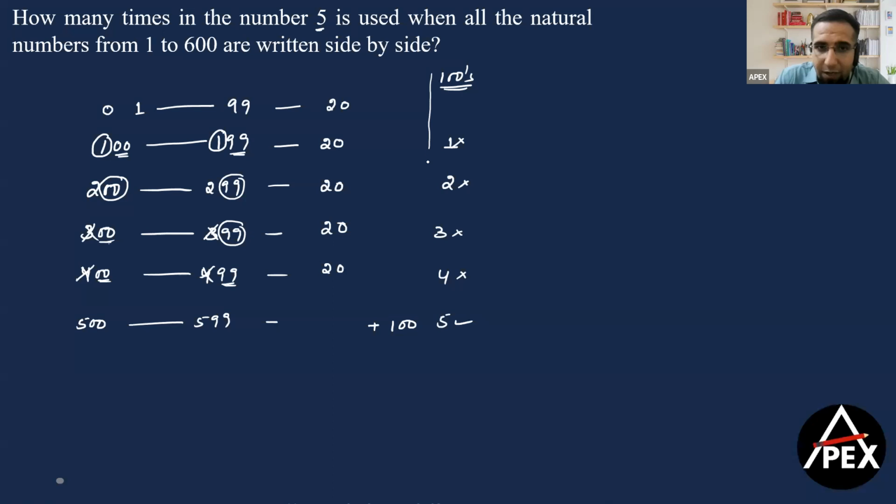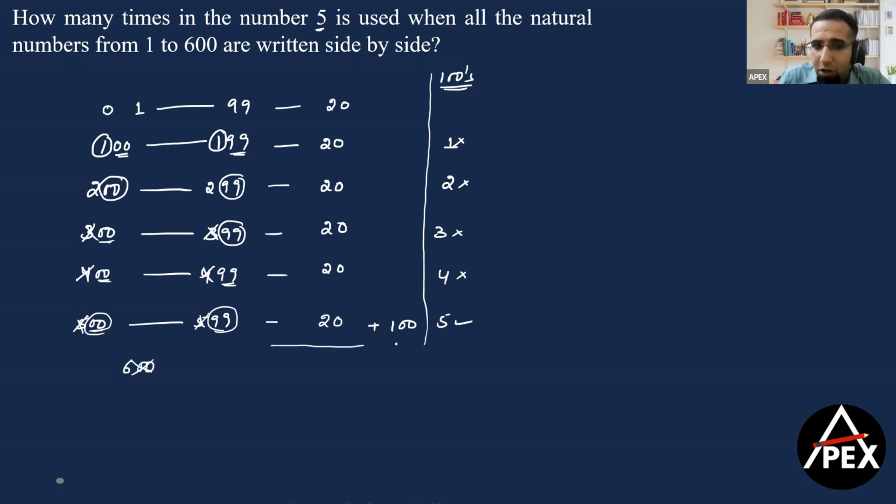That means every number that I write, 500, 501, 502, and so on, I will have a 5 with it. Now, if I ignore all the 5s, excluding 5s in the hundreds place, I'm still writing numbers from 00 till 99. So from 000 till 599, I'll again have 20 more 5s. And the last number is 600. 600 does not have any 5.